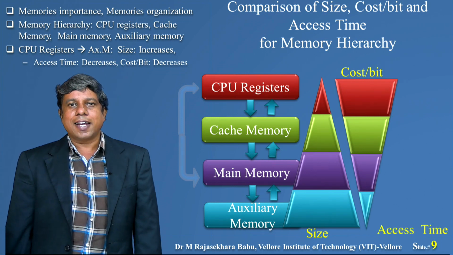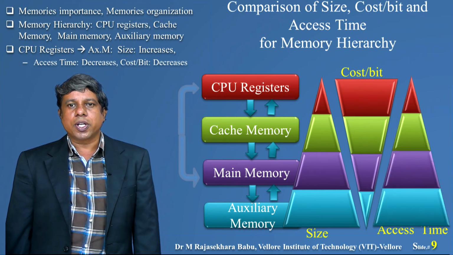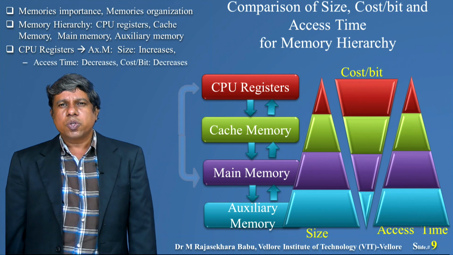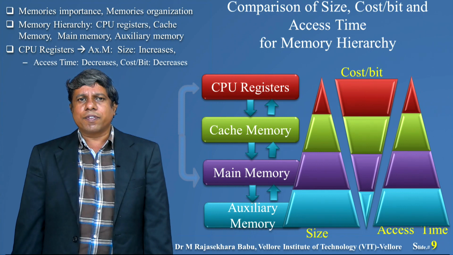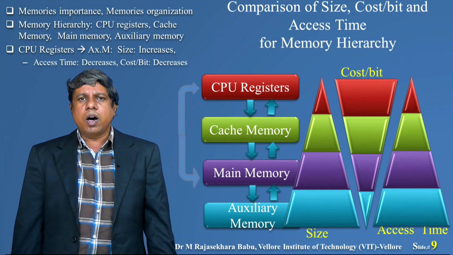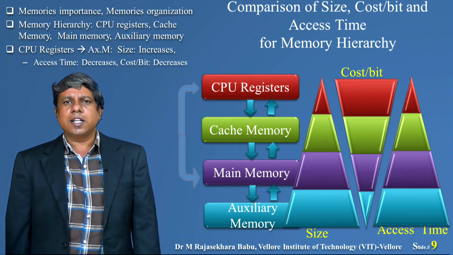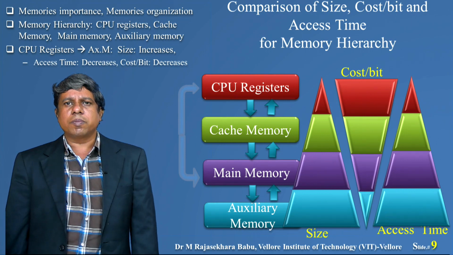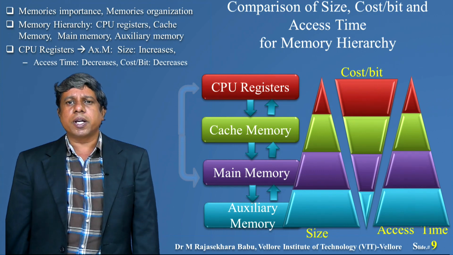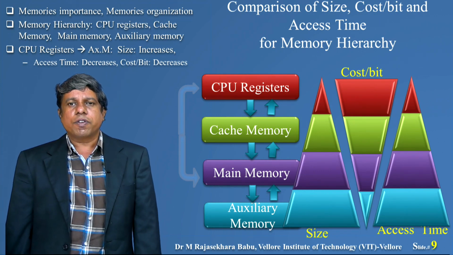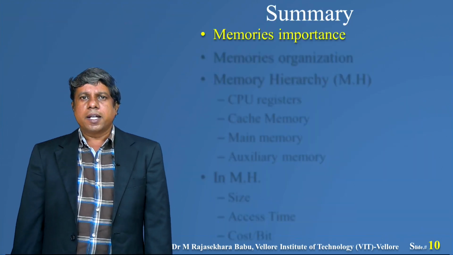And then access time from the auxiliary memories to the CPU registers is decreasing. So you may be asked either way, with reference from the CPU register to the auxiliary memory or from the auxiliary memory to the CPU registers. But you have to remember this: size is increasing from the CPU registers to the auxiliary memory, cost per bit is decreasing from the CPU register to the auxiliary memory, and access time is increasing from the CPU register to the auxiliary memory. Now we are going to conclude this lecture.